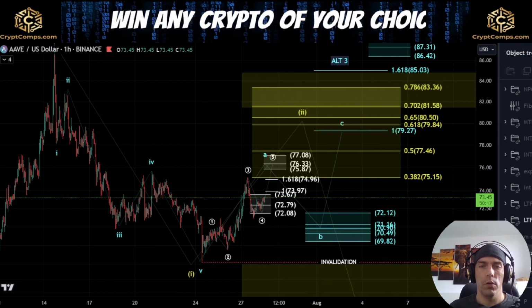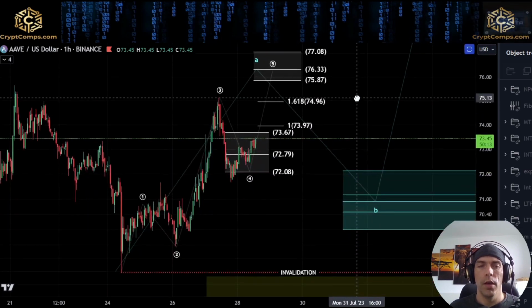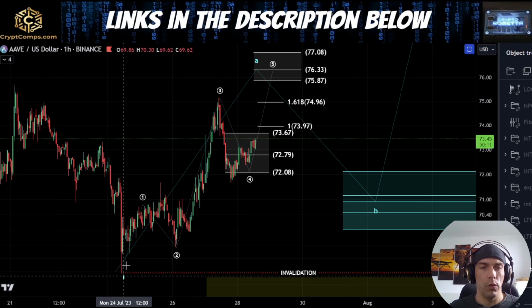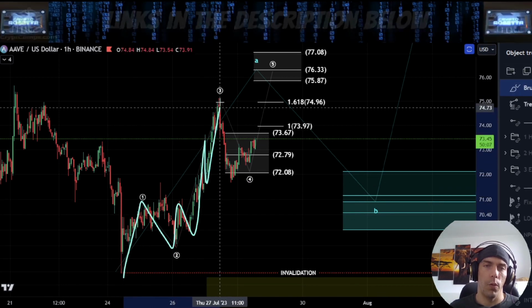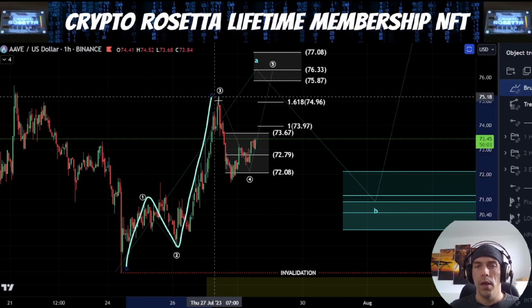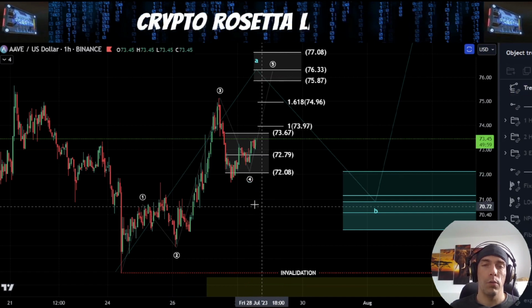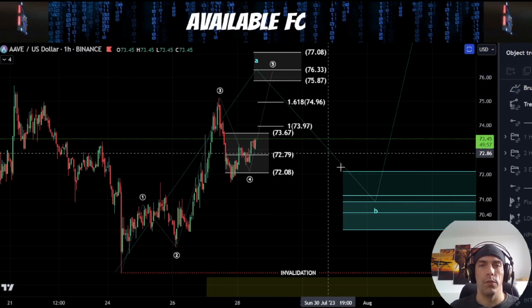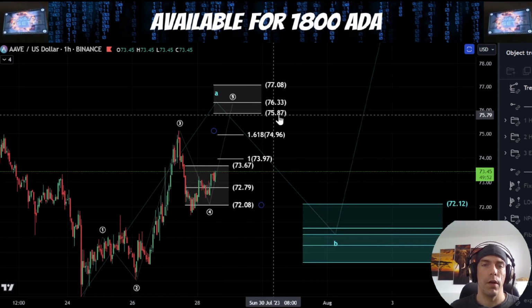Now, if we look at the structure slightly differently, what we could also argue here is that within this move, this is 1, 2, this is 1, 2, and this all becomes 3, 4, and 5. If this is the case where this becomes 1, 2, 3, then as long as we hold this zone of the 72.08, we would look for the possibility of a fifth wave up. A fifth wave target would be the 77.08 to the 75.87.